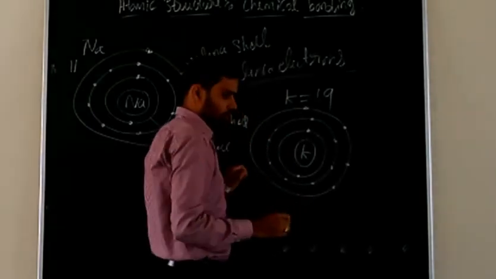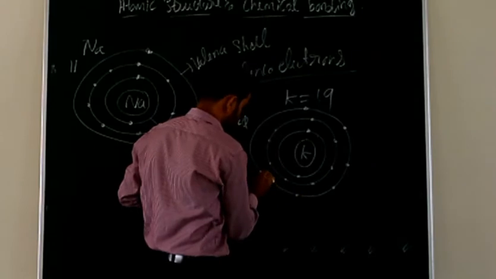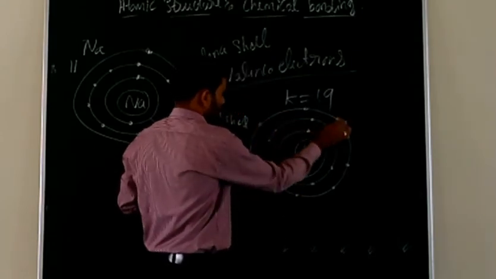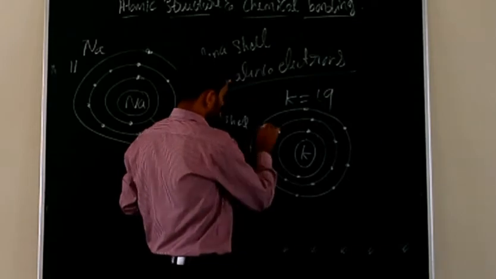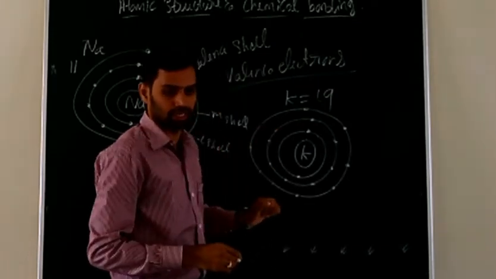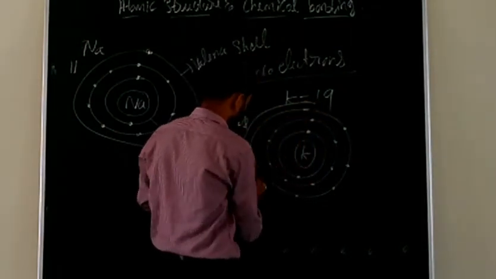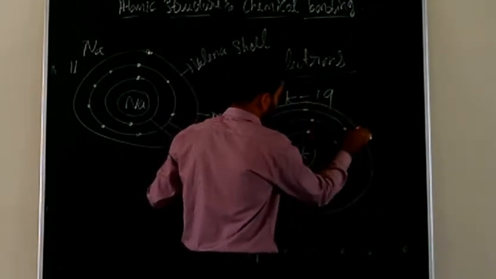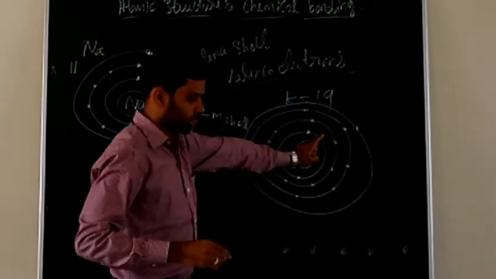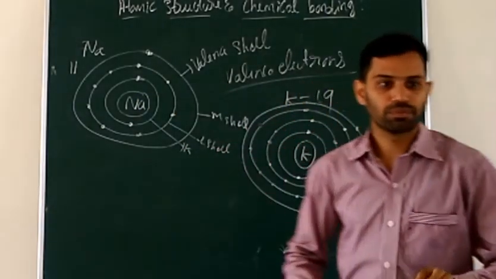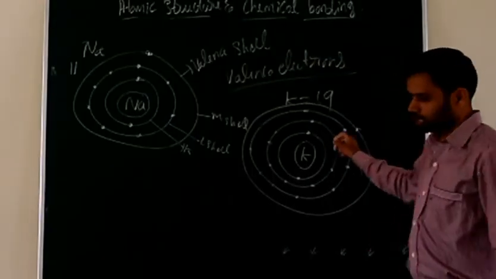Why should it fill only 8 electrons? To attain the stable state. The element wants to attain the stable state. The remaining electron moves to the next shell. Now which is the outermost shell for potassium, and how many electrons are present in it? 1 electron.